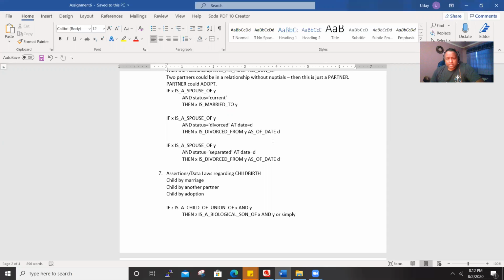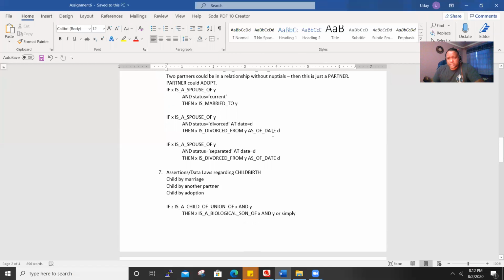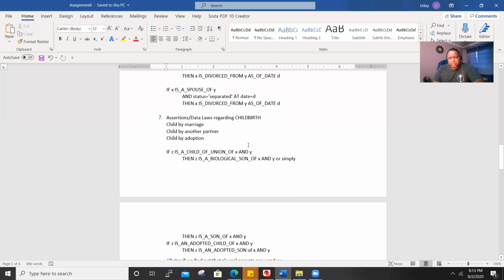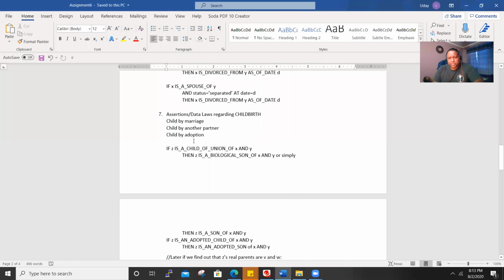And this ultimately ties into the laws of the land. So these data laws are ultimately becoming the laws of the land. And they have lawsuits and separation of properties just because of these things, these divorces and separations. So these are dictating the laws of the people. Now, the data laws regarding childbirth. You can have child by marriage, child by another partner, child by adoption.